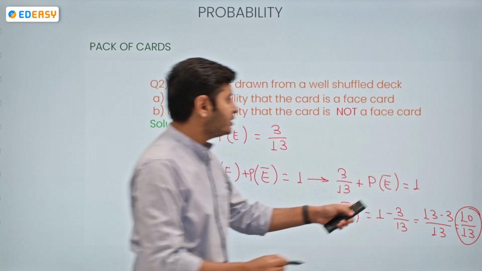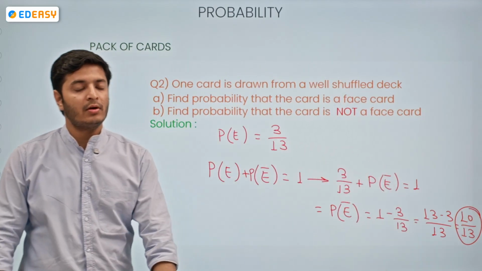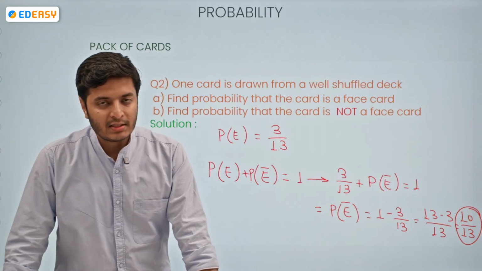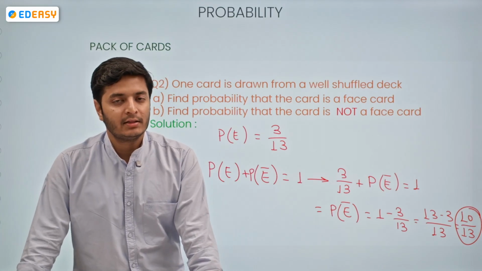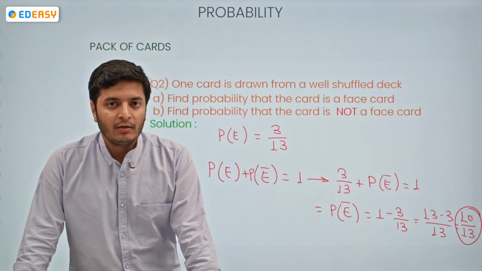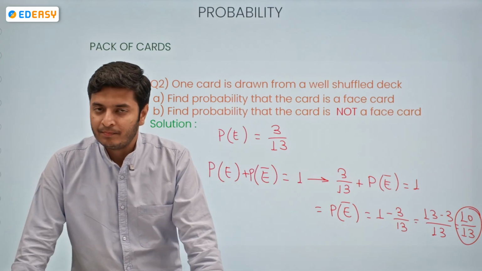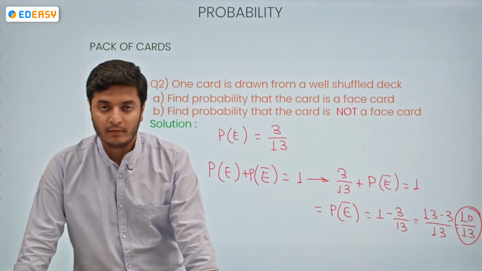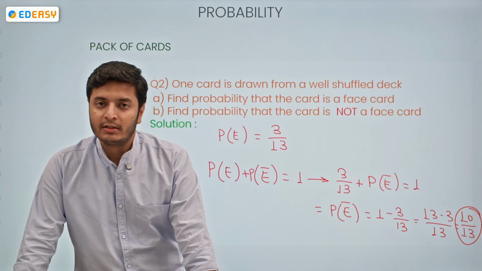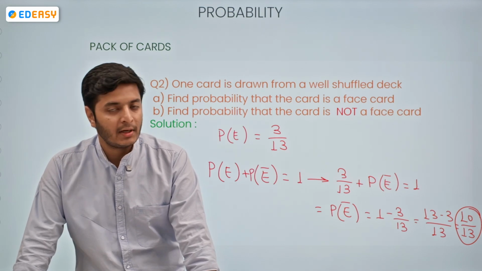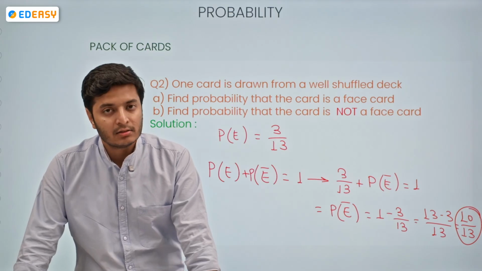So, this is one way of finding the probability of not getting a face card. What is the other way? Again, the same logic we are going to apply that we have applied in the previous example. If we are not getting a face card, we can expect any other card, right? So, total number of face cards, 12. Then the total number of other cards other than face cards would be 52 minus 12, that is 40.